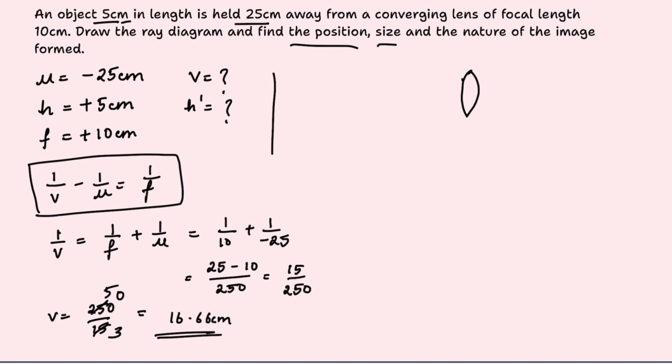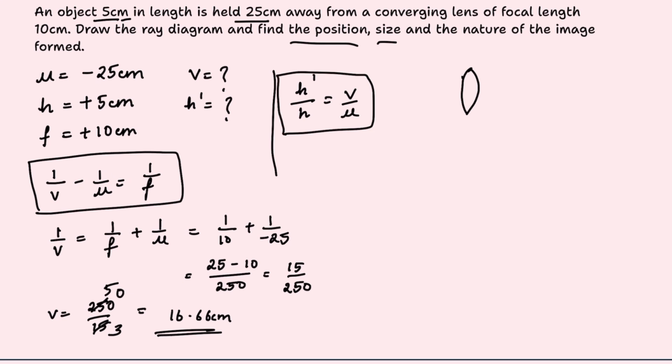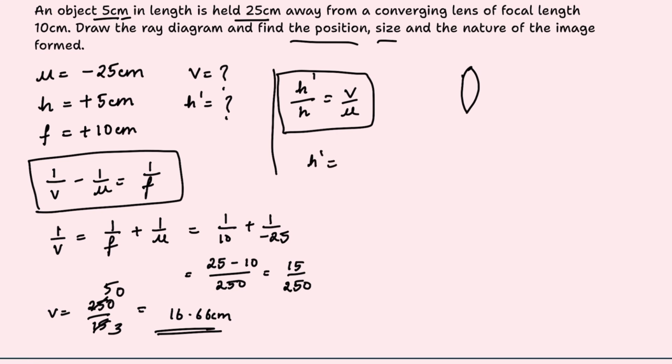So what about the size of the image? We know the formula H dash by H is equal to V by U. So this is the formula which relates all these things in lens. Okay, now we need to find out image height. So H dash is equal to H into V by U. We know all these values, so we can substitute the values and find out H dash, which is the image size. So let's do that.